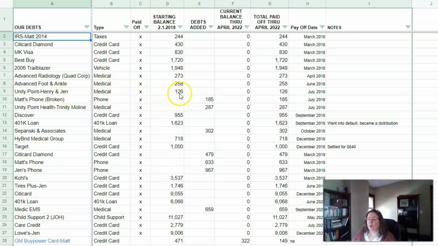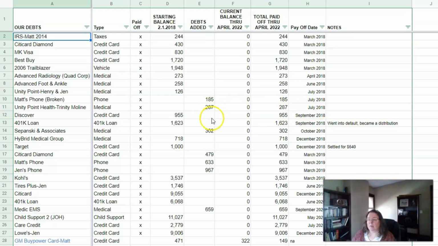That was for $126. Then that was about the time that I realized we needed to move our phones that we were paying for on our monthly bills into the debt category. So I think in May or June, I moved the phones there, and Matt had a broken phone that we were still paying for. And so we got that paid off for $185 in July of 2018 also. And then another medical bill of $287.